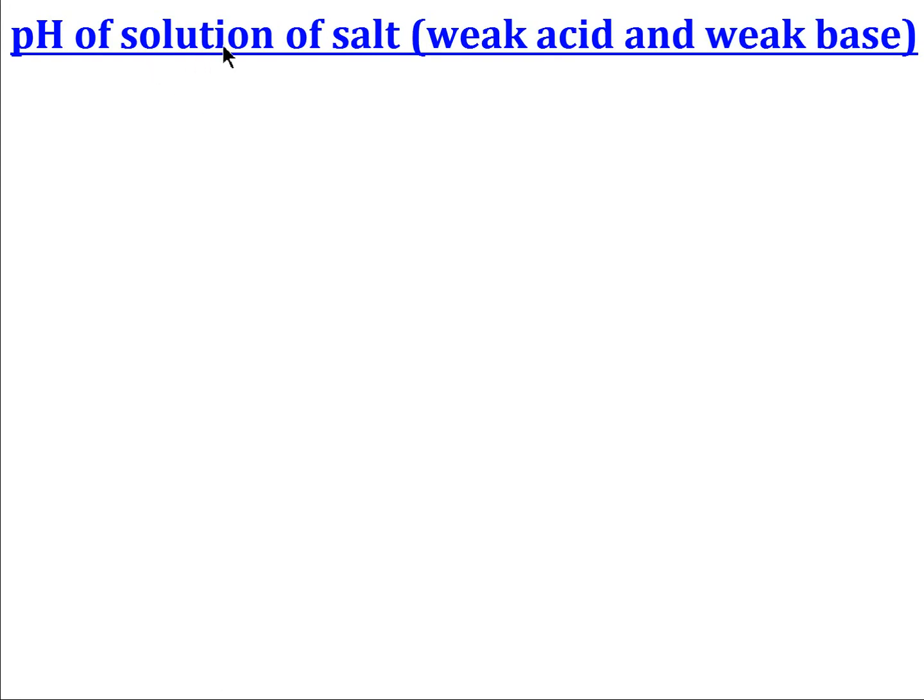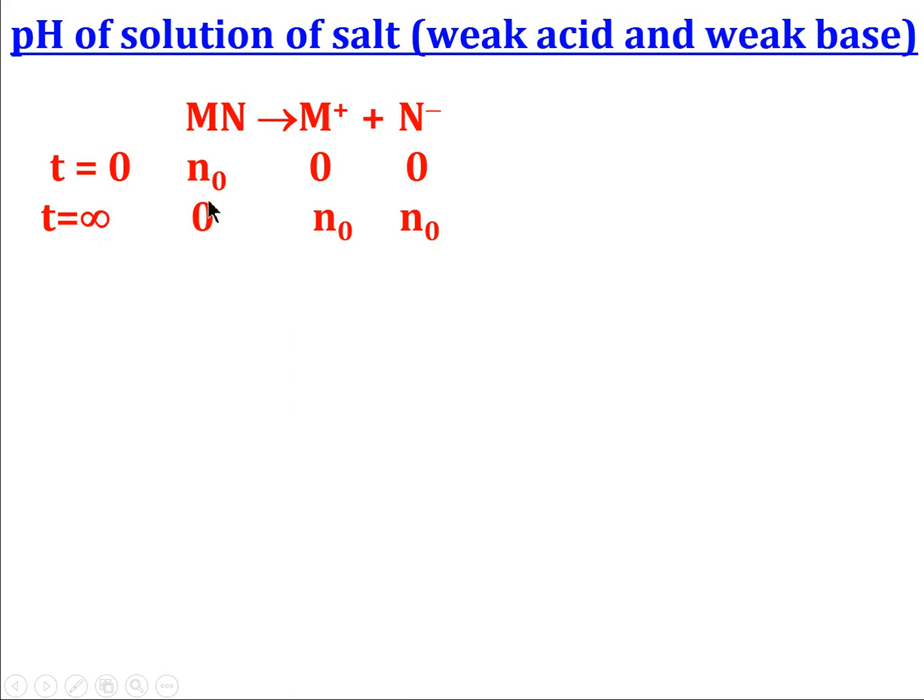Calculation of the pH of a solution of salt provided by a weak acid and a weak base. Suppose we have a salt MN that dissociates to M+ and N-, and M+ and N- interact with water and are not spectator ions. So at t equals 0, we have n0 of MN, 0 M+, 0 N-. Since the dissociation is complete, this reaction will proceed till t equals infinity, where we have 0 MN and we have n0 M+ and n0 N-.